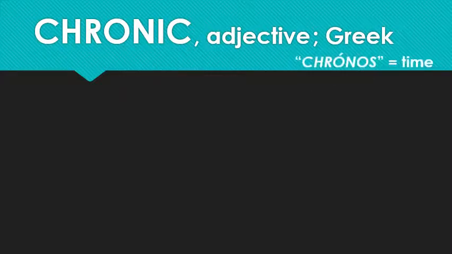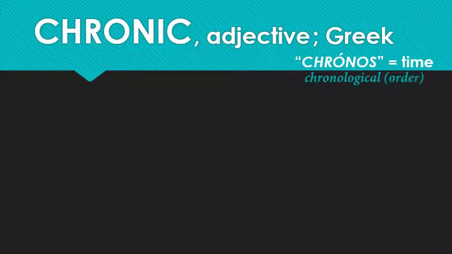Let's start with chronic. As always, let's start by saying the word: chronic, chronic. What part of speech is it? Adjective. The -ic is a very common adjective ending. Where does it come from? Greek. It comes from chronos, which means time. Kronos was actually the god of time. He was Zeus's father, and you're going to see that word occasionally.